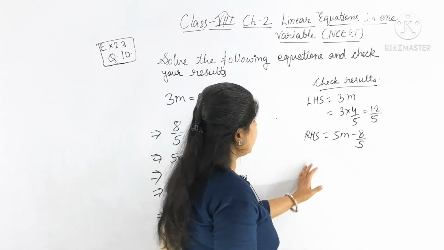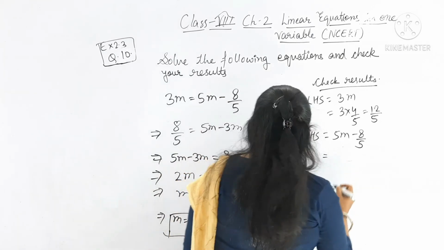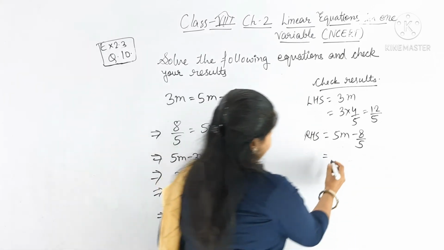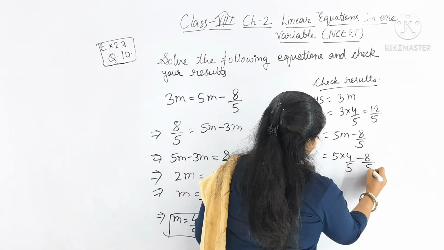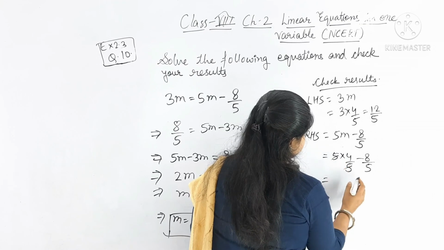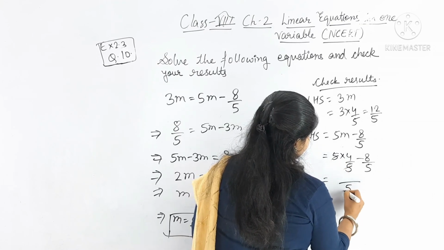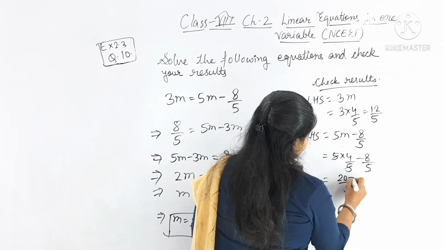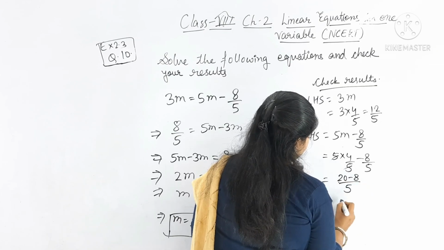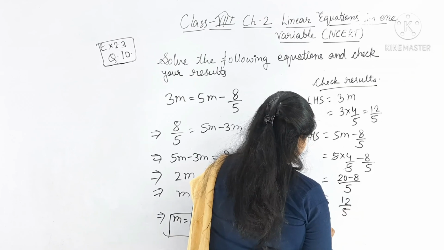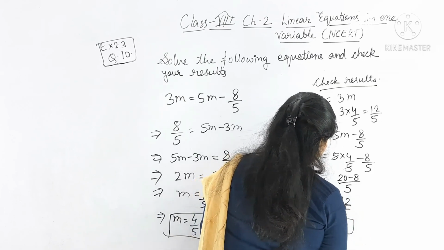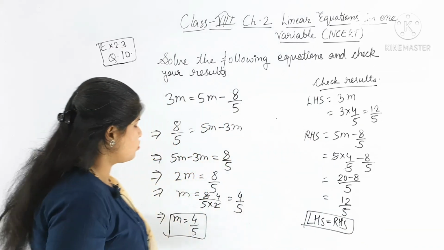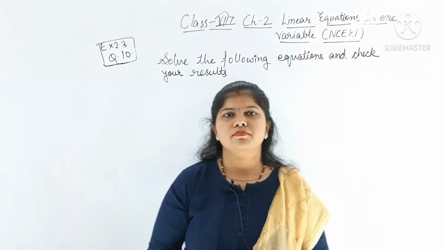You can see the LHS part here. What is m? m is 4 by 5. So I have to substitute this 4 by 5 minus 8 by 5, right? 5 is cancelled. 4 5s are 20 minus 8, that is 12 by 5. So LHS is equal to RHS is equal to 12 by 5 I am getting. So this result is okay students.